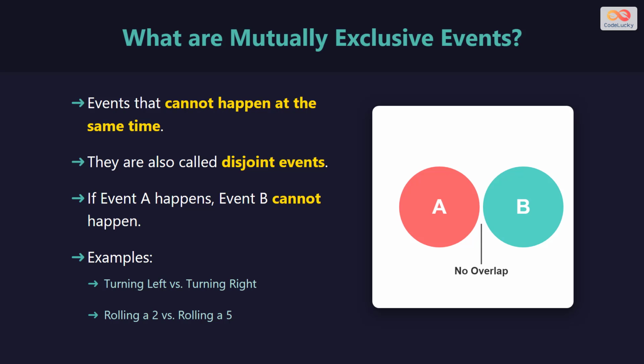First, let's define what we mean by mutually exclusive. These are events that simply cannot happen simultaneously. If one happens, the other one cannot. Think of turning left versus turning right at an intersection. You cannot do both at once. Or think of rolling a single die. You cannot roll a 2 and a 5 on the same toss. There is no overlap between these outcomes.